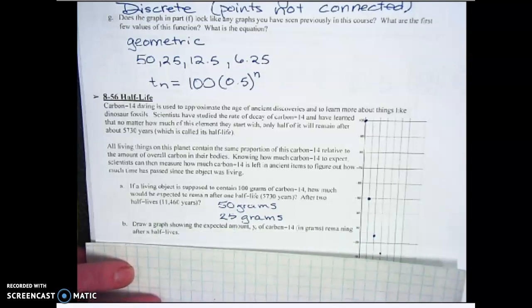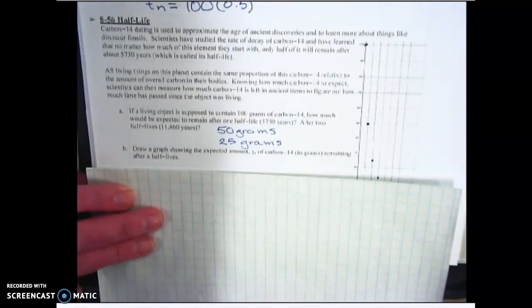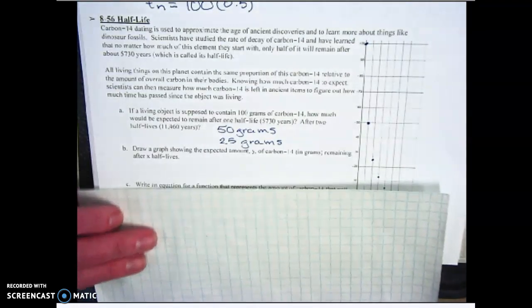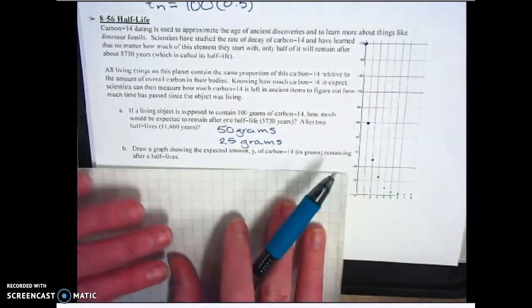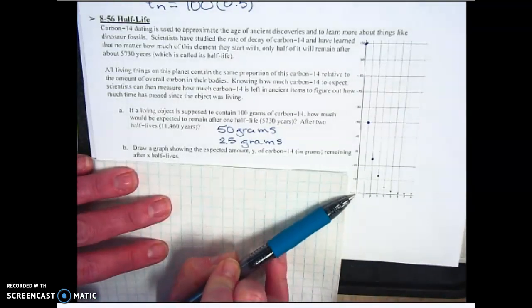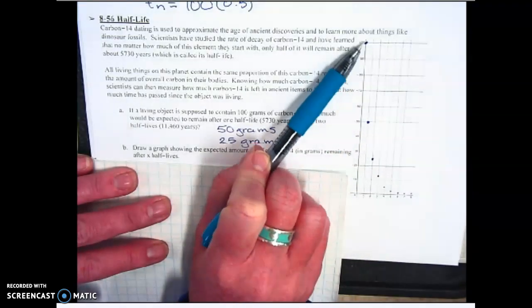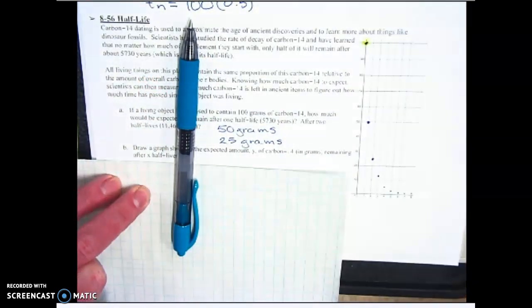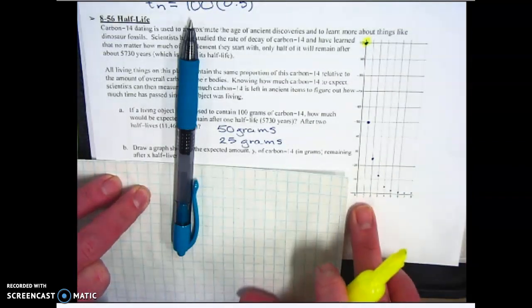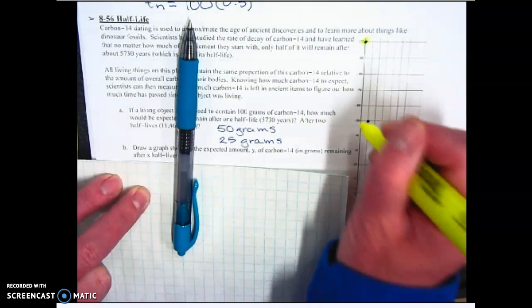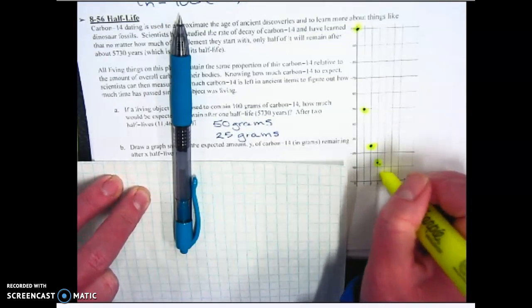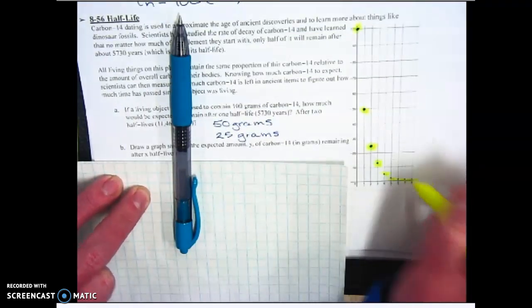Okay? Part B, you're going to draw the graph showing the expected amount and what's remaining in your half-lives. So here's the graph. Over here at 0 half-lives, you're way up here at 100. So there's a point up here at 0, 100. And then after one half-life, you're half of that, which is 50. Half of that, which is 25. Half of that, and so on.